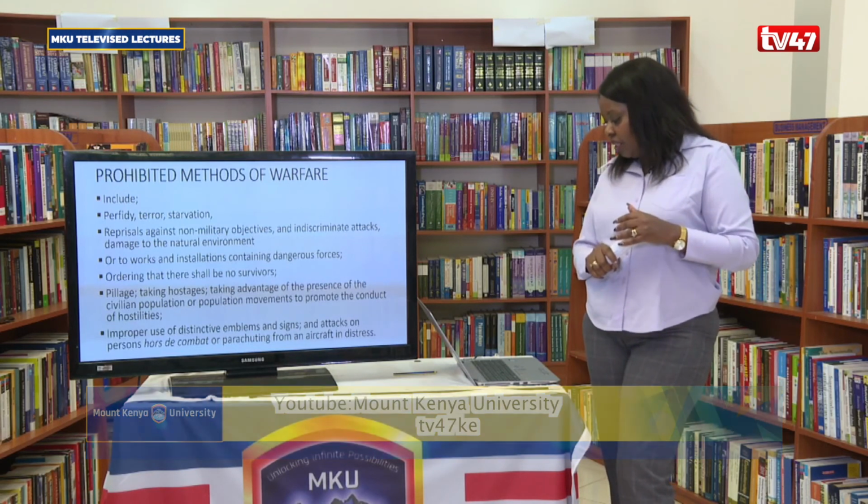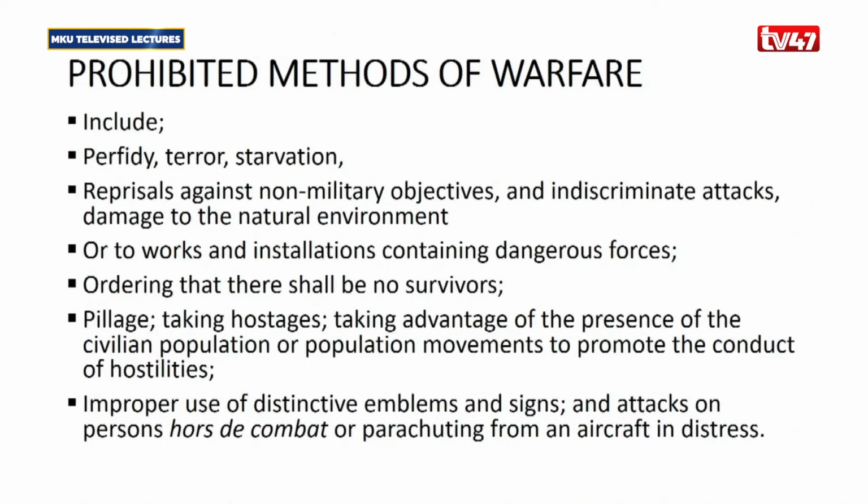Taking hostages and taking advantage of the presence of civilian population. This we find a lot. Some of the targets that one is not allowed to attack under any circumstances are hospitals, schools, churches. Sometimes rebels will go and hide there. Even the military are not allowed to hide in those areas with a view to attacking their enemy. That is also prohibited.